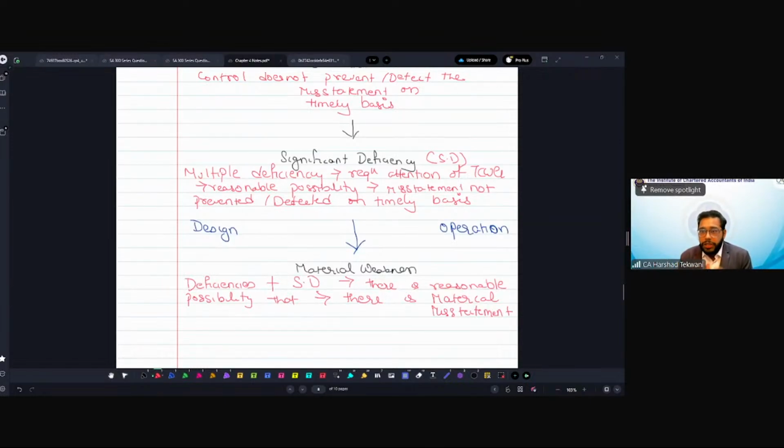It means when the holes in the umbrella are of such size that a lot of water will come upon the person who is holding the umbrella, that is a material weakness. So I have a higher possibility of a misstatement which is of material nature when I talk about material weakness. Multiple control deficiencies affecting multiple financial statement account balances or disclosures at the same time with a significant risk: material weakness.